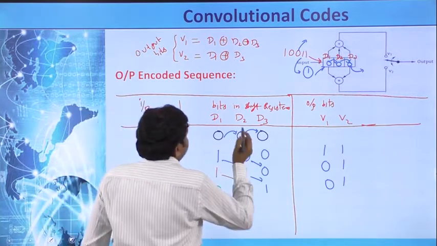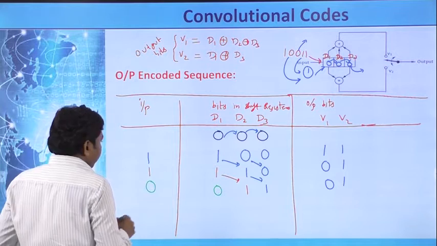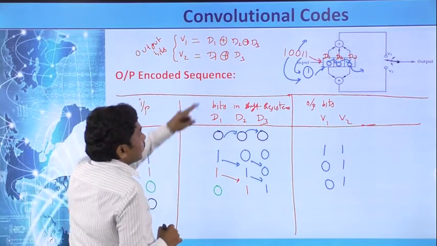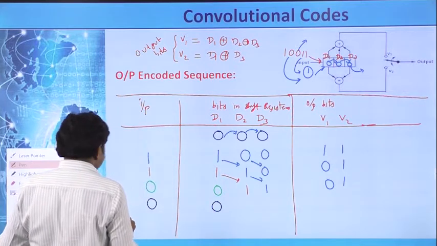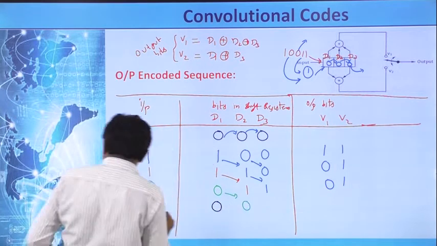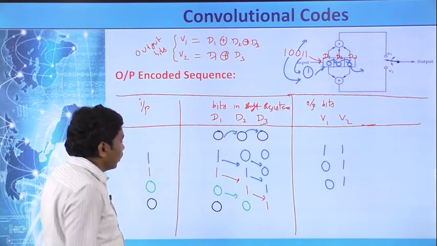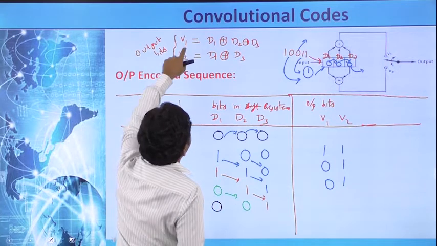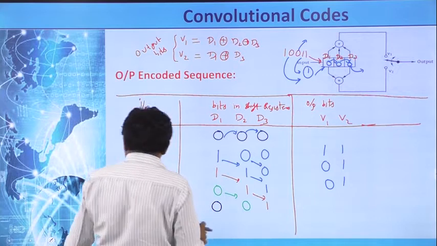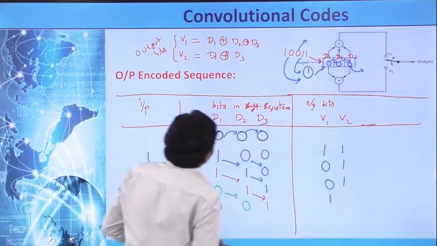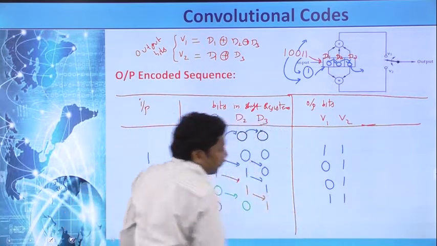So the next input bit. What is the next one? The next one is this 0. Input bit is 0, so this 0 comes into the D1 place. This 0 moves into here, and this one is moved into here. This one comes out. These are the bits in shift register. What is the value of V1? V1 is the sum of these three, 0 plus 0 plus 1, which is equal to 1. V2 is the sum of the first bit and third bit, so 0 plus 1 is 1.